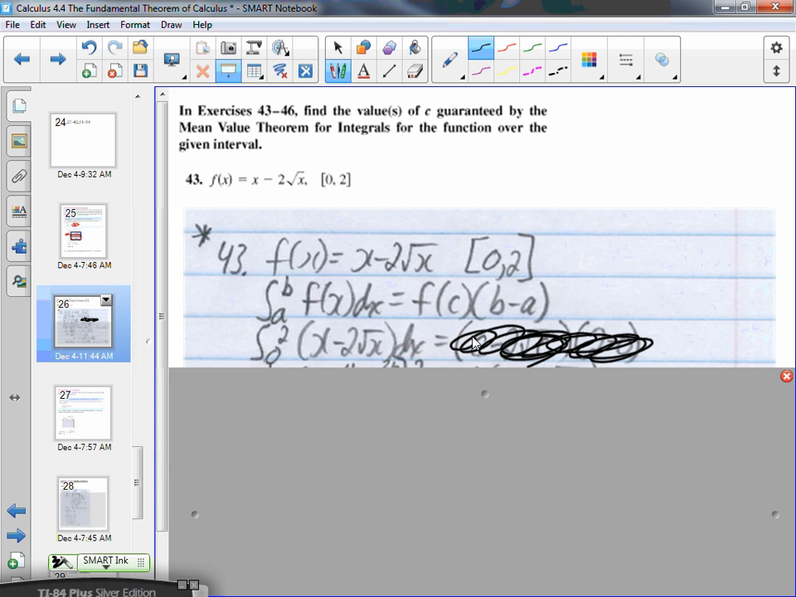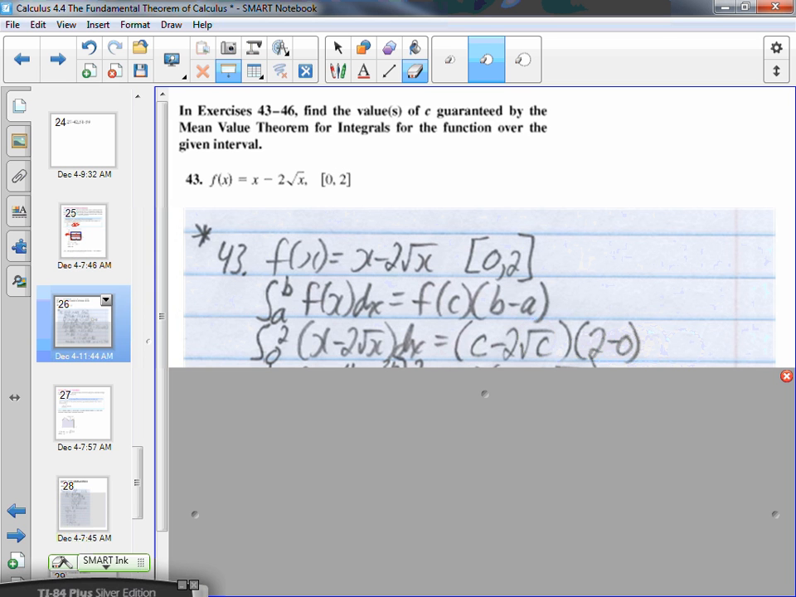All right, so filling in the left side, not so bad. On the right side, we know f of c. We don't know what c is, but if f of x is x minus 2 radical x, isn't f of c equal to c minus 2 radical c, times the quantity b minus a? So times the quantity 2 minus 0.